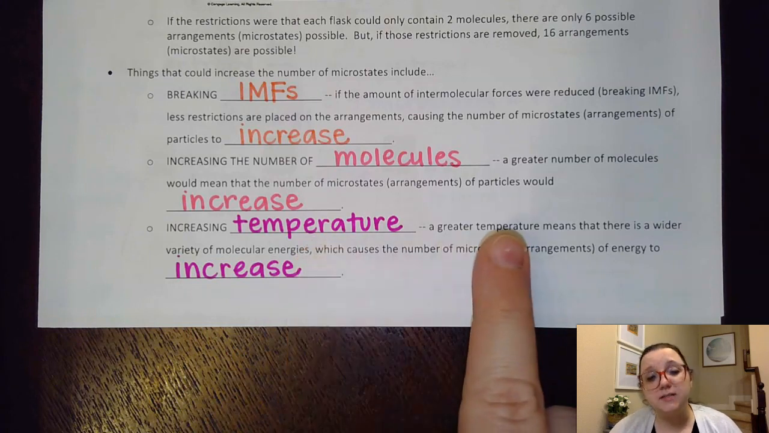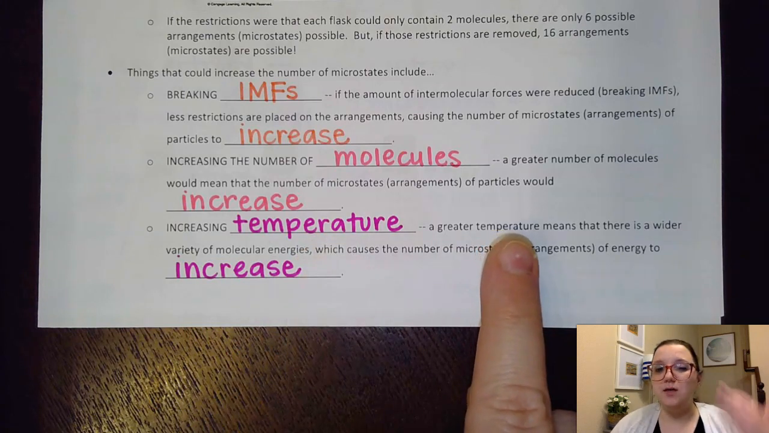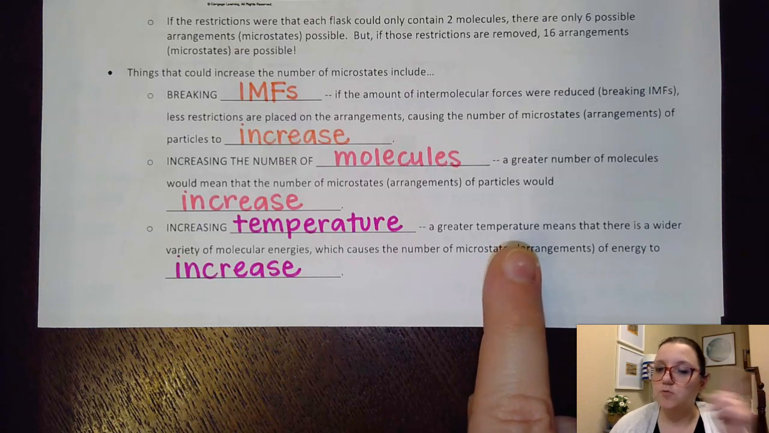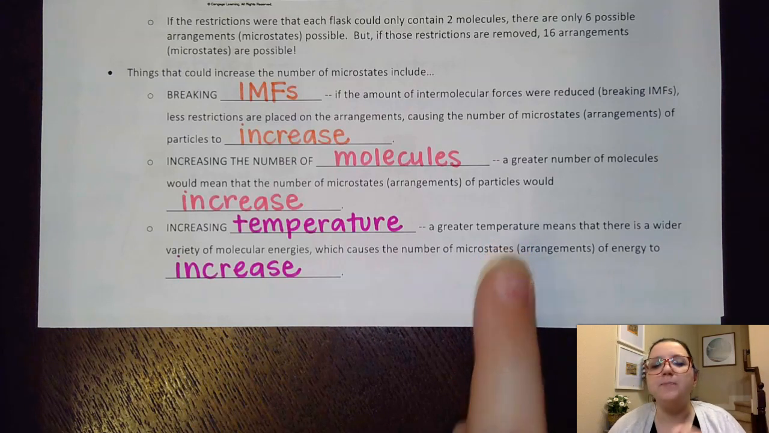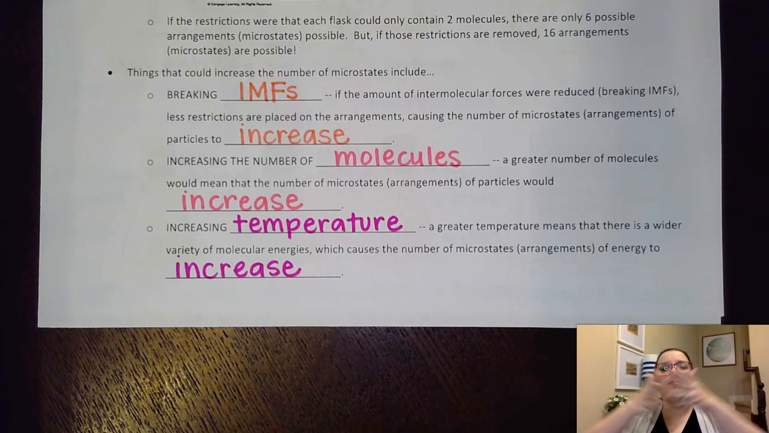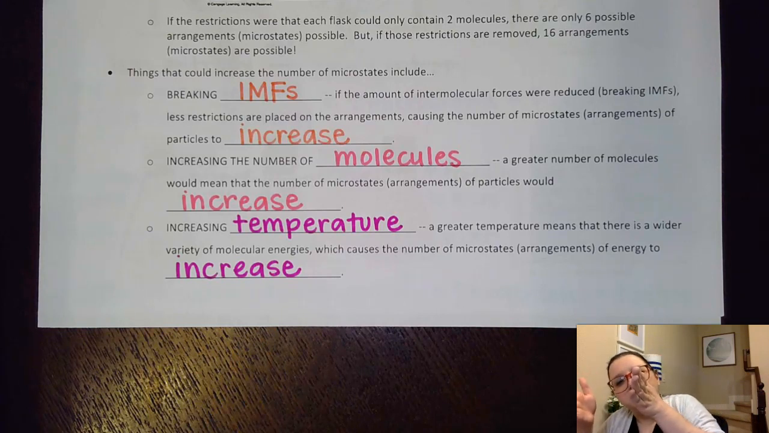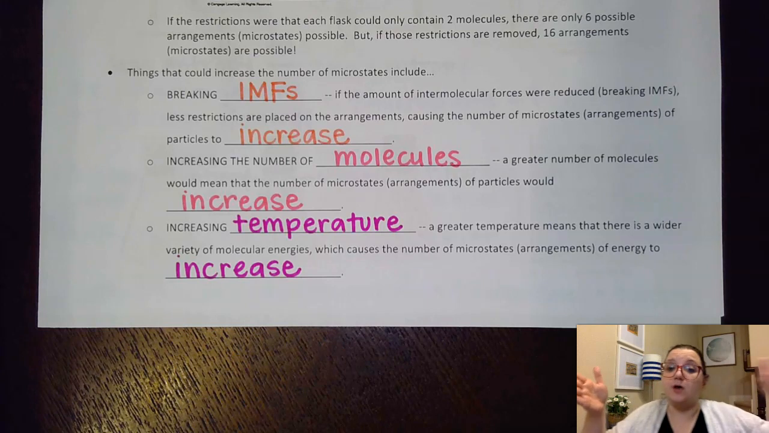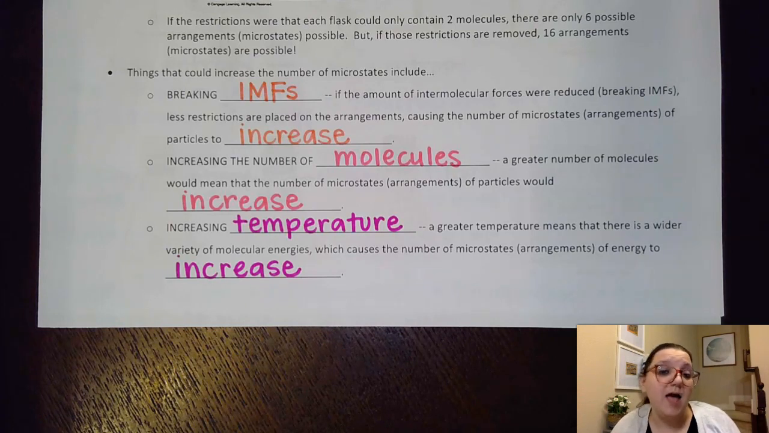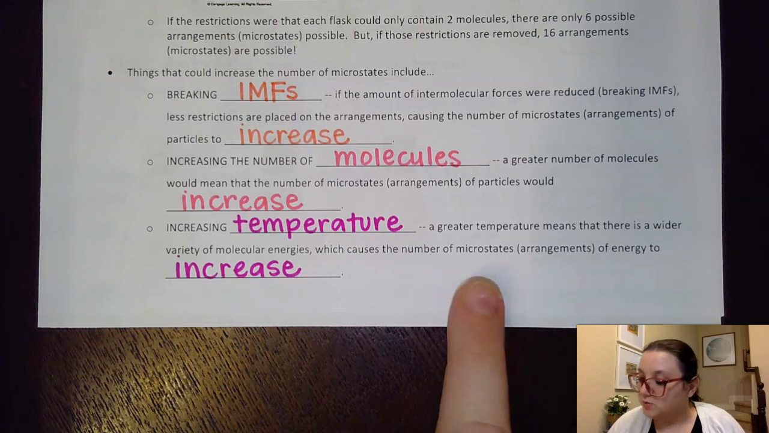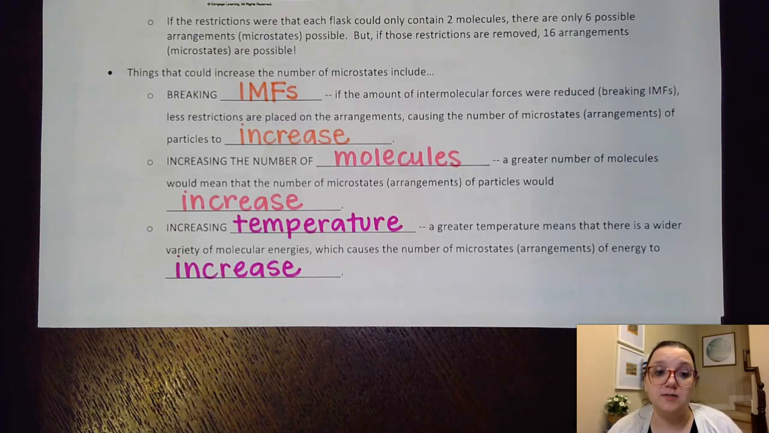If I increase the temperature, what that means is, if you think about a Maxwell-Boltzmann distribution curve, which we'll revisit here in just a little bit, that would expand the various amounts of energies that exist in that sample. When I have a lower temperature, I have a smaller range of energies. When I have a higher temperature, I expand that range of energies. The bigger range of energies I have, that causes a greater number of arrangements of those energies, a greater number of microstates, and so those microstates increase with increasing temperature.